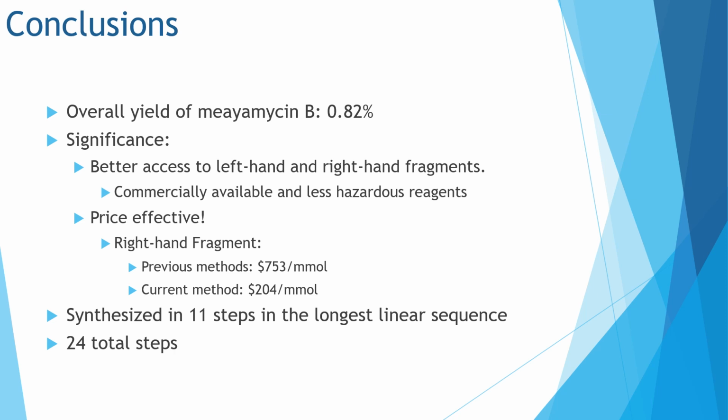So in conclusion, the overall yield of Meayamycin B was 0.82%, but the significance of this experiment was better access to left-hand and right-hand fragments using commercially available and less hazardous reagents. Not only that, it was very price effective, specifically for the right-hand fragment. Previous methods cost $753 for 1 millimole, and this method only cost $204 per millimole. So we were able to synthesize this molecule in 11 steps in the longest linear sequence with a total of 24 steps.